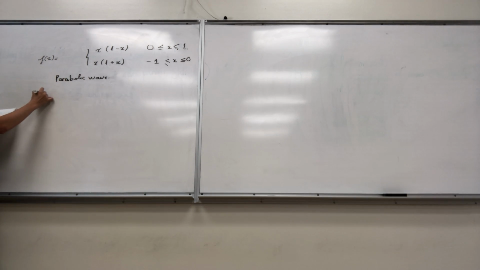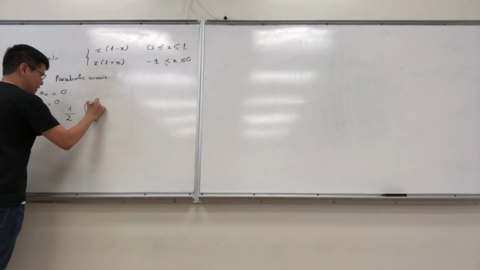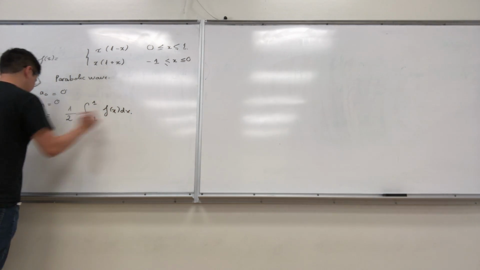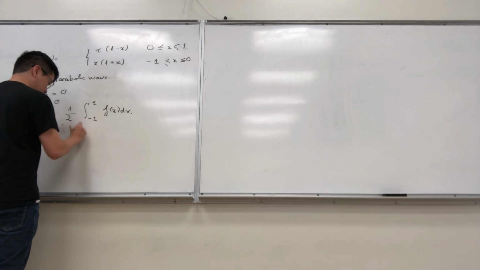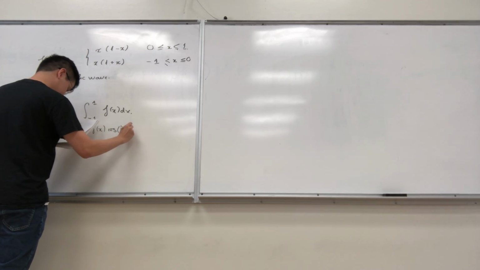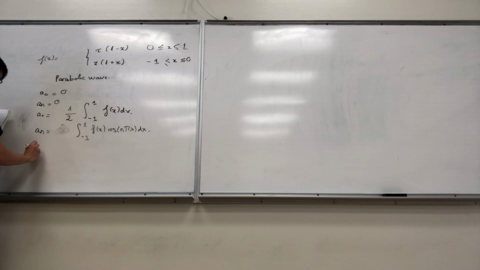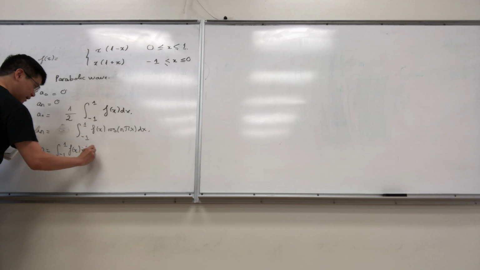So last time we computed A0 and this is 0. For An this is 0. For Bn, I remind you that A0 will be 1 over 2 of the integral from minus 1 to 1 of f(x) dx. An will be, here we don't have L, so this is the integral from minus 1 to 1 of f(x) cosine of n pi x dx. And Bn will be the sine, right? Sine of n pi x dx.